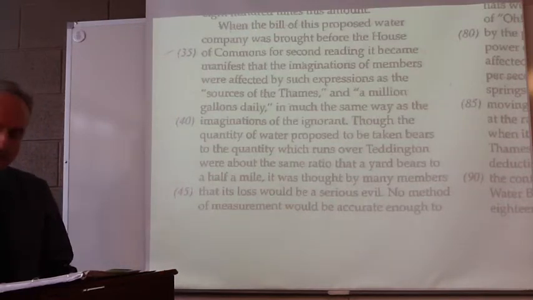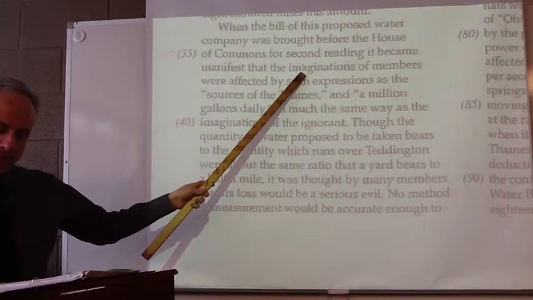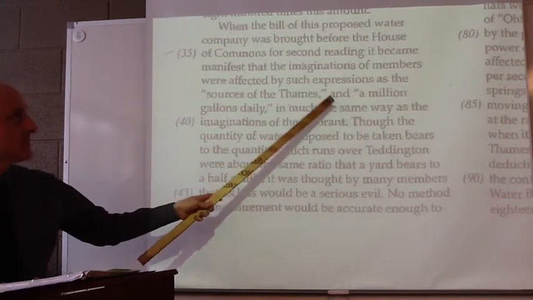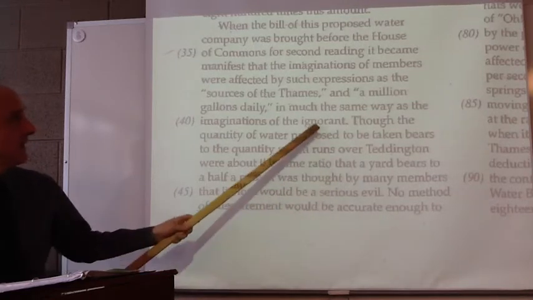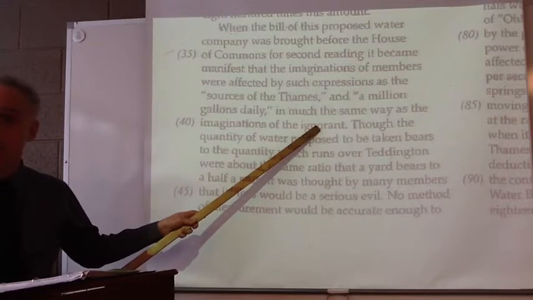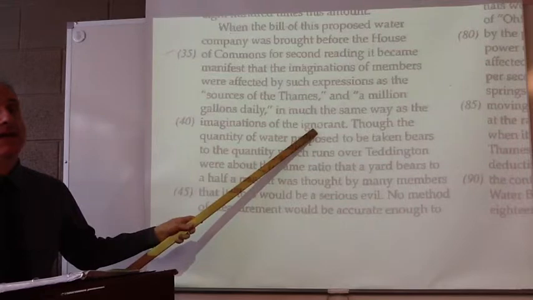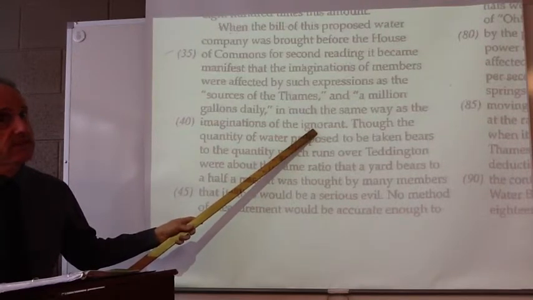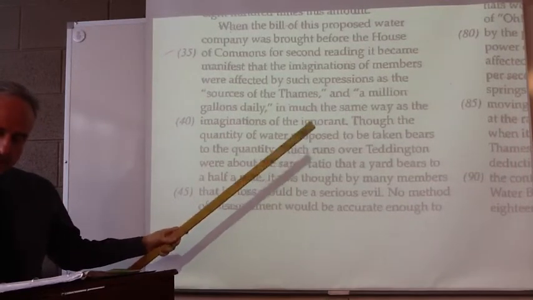All right, so right here in the second paragraph, he states, imaginations of members were affected by this 1 million gallons daily. He also labels them this. That could be termed a logical fallacy. I'm not going to give you the name of it, but it's not going to the issue at hand. It's going to the people involved, and that's not appealing to logos. All right? So keep that in mind.